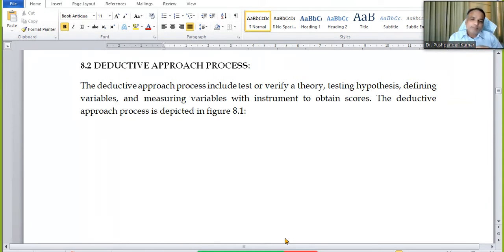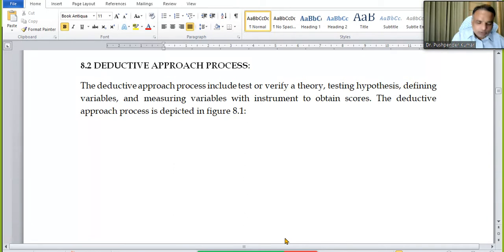But here we'll talk about the scientific way of research. The terms are deductive approach and inductive approach. So let us start with the deductive approach. What is this deductive approach of research? The deductive approach includes testing or verifying a theory.